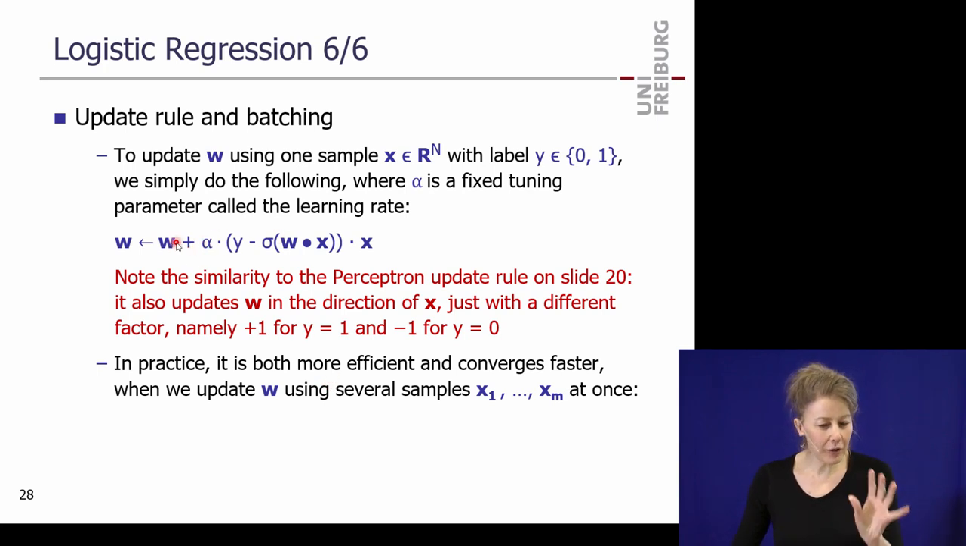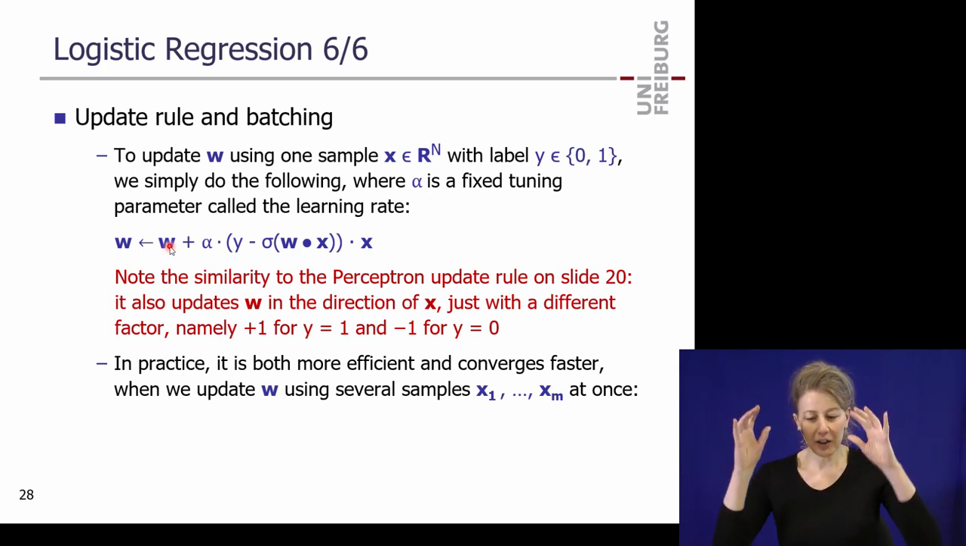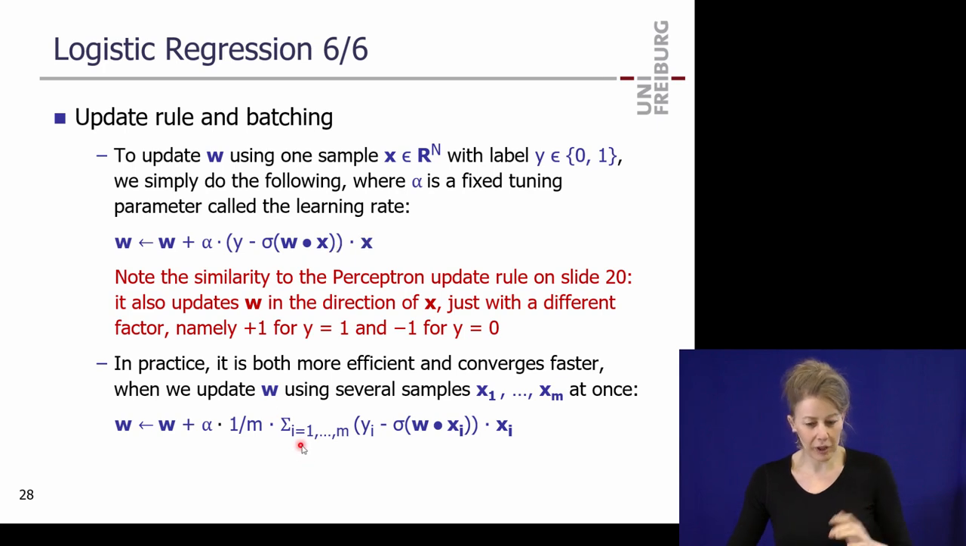So this is now like the perceptron. I look at one example from my training, I compute this, and then I update my W in that direction. What you would always do in practice is you take several examples at once, and you make one big step. And it's actually trivial what you do. I've written it down here. You have to implement it and understand it first.